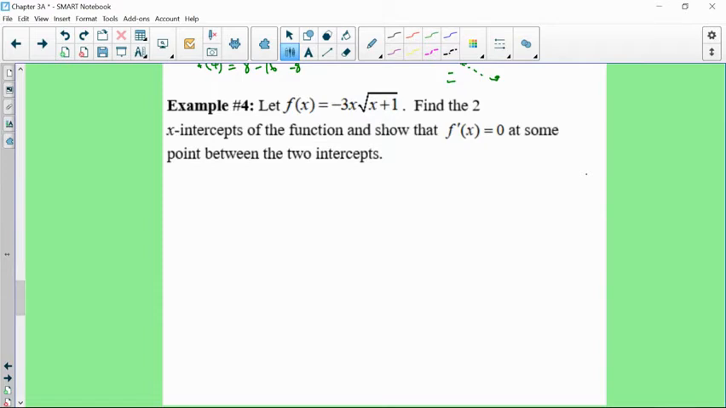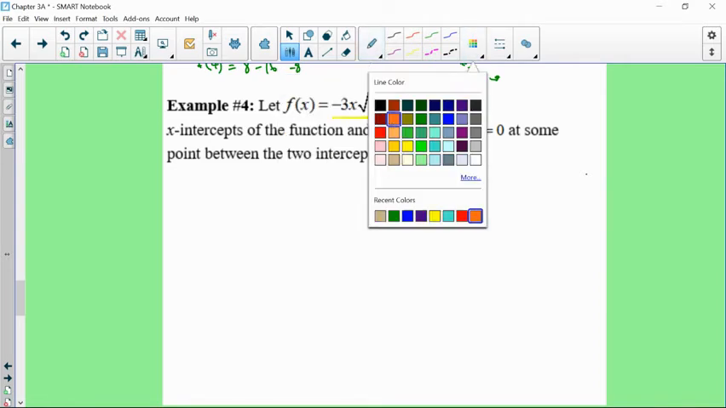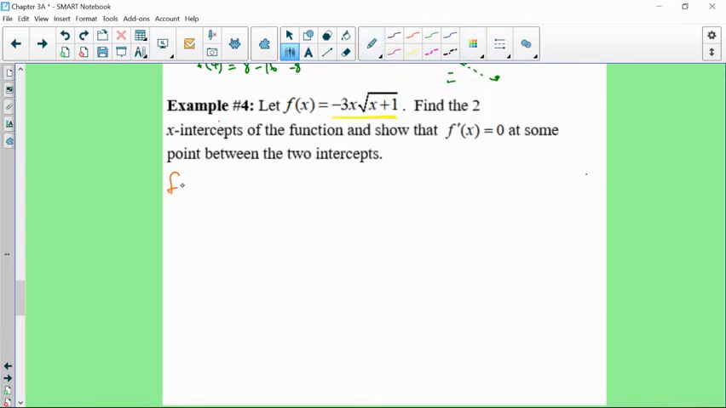Okay, so another example, very similar to maybe example 2. If you want to even pause the video and try it, it's just a different way to talk about Rolle's theorem. It says find the 2 X-intercepts. Okay, great. So finding 2 X-intercepts means when is this function equaling 0? So maybe by inspection, maybe by just a little bit of algebra, we know when is the function equal to 0?